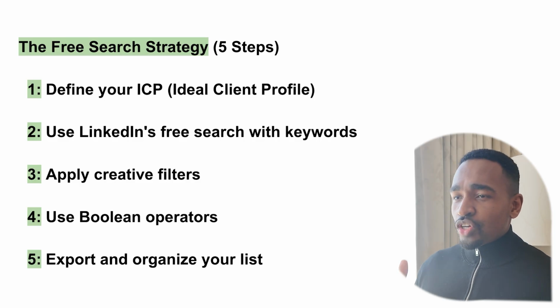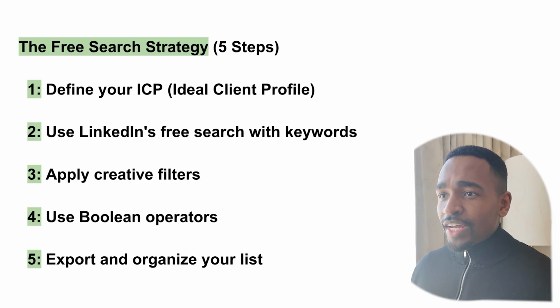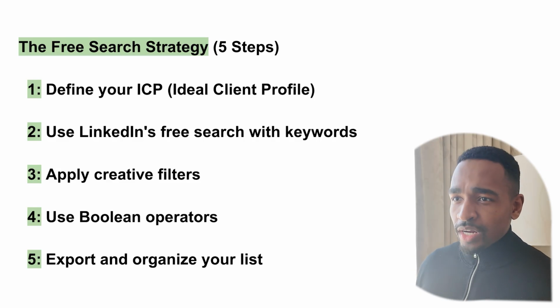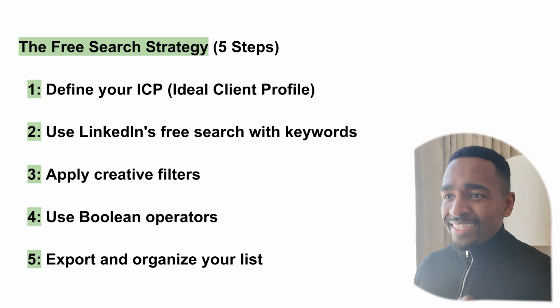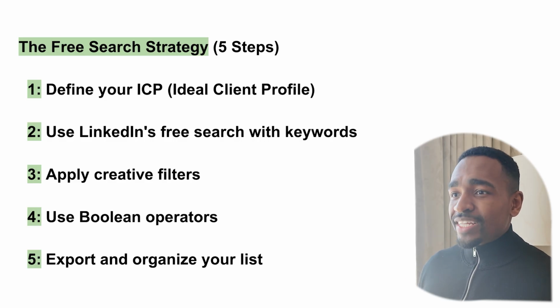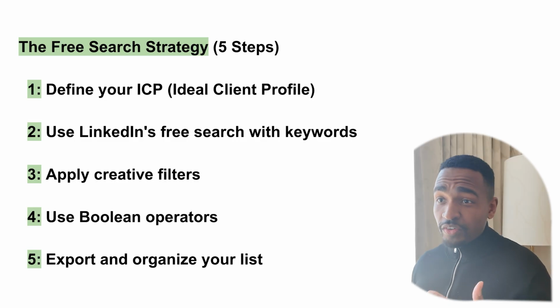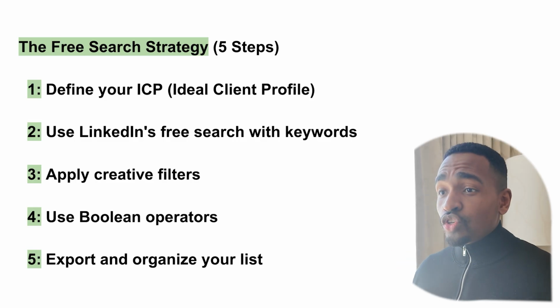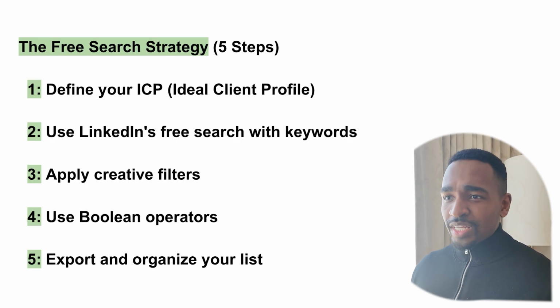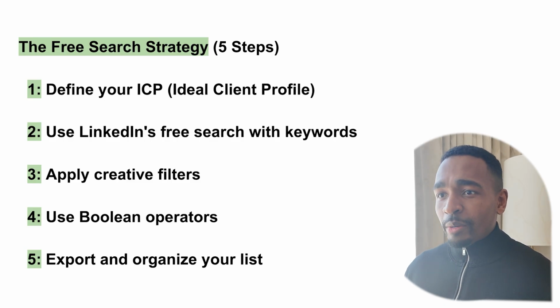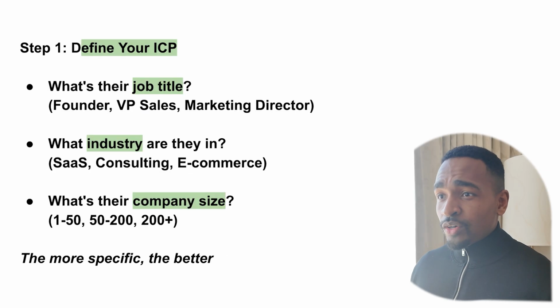Now, the free search strategy you can really do in 5 steps. The first one is to define your ideal customer profile. So think about who your ideal client is, be really specific with this. The second step is then to use LinkedIn's free search with keywords, so you can search for job titles, industries, and keywords related to your ideal customer profile. The third step is then to apply creative filters, so you can use LinkedIn's free filters strategically. And then the fourth step is you can use what we call Boolean operators, so you can combine these search terms to then narrow your results. The fifth step is then to export and organize the list, so save the profiles that you find and organize them into a spreadsheet. Now, this whole thing can take about an hour, but by the end, you'll have a list of 100 or more of your ideal clients, right?